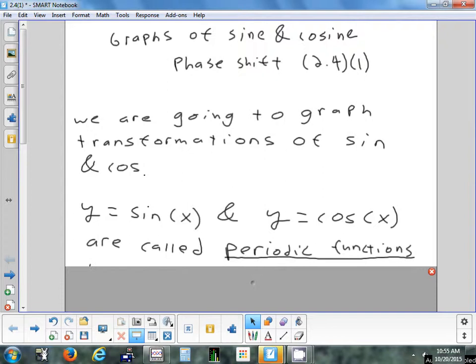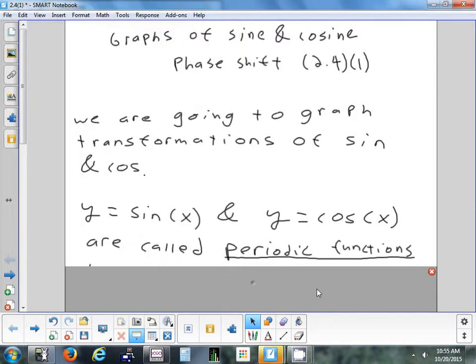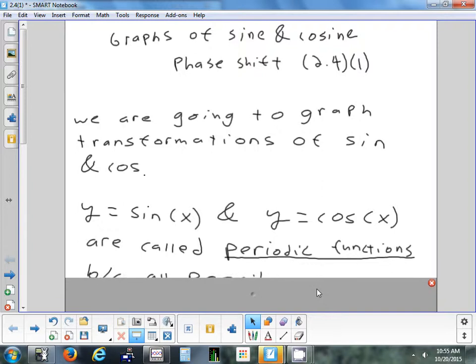Both sine and cosine are called periodic functions. A function that's periodic basically means when you draw it, you kind of see this pattern where it's repeating over and over. All right, so let me just put up a picture of what sine looks like. We're not really going to be doing graphing on the calculator, but I'll use it to quickly show you some things.